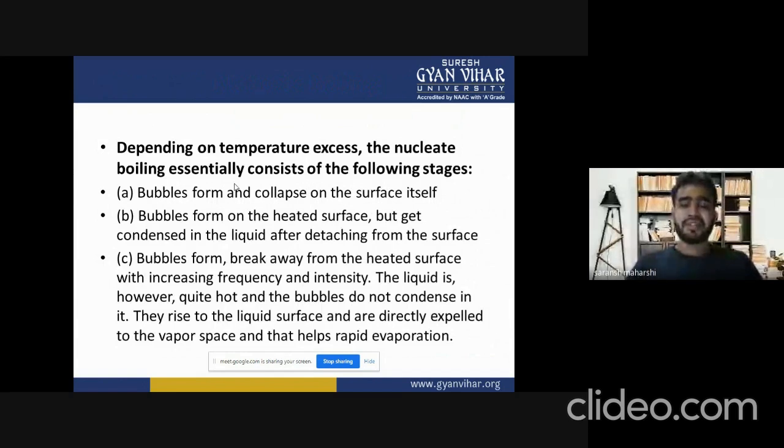The liquid is, however, too hot and the bubbles do not condense. Instead, they rise to the liquid surface and are directly expelled to the vapor space, and that has rapid evaporation. Now we will discuss the mechanism. The mechanism and the cycle of bubble formation have been illustrated in figure 12.9.